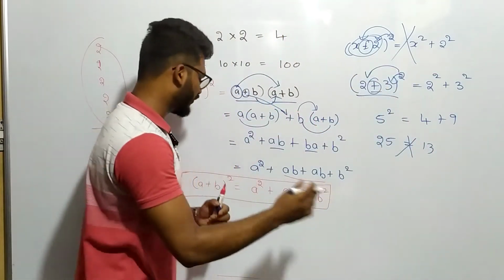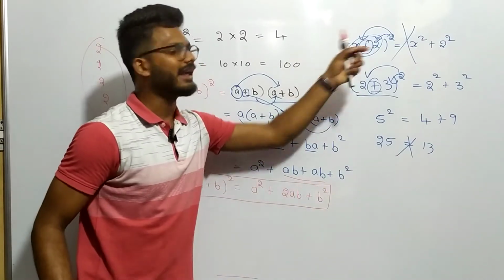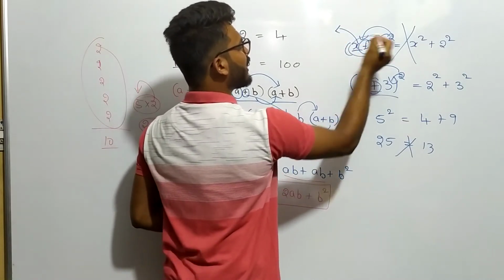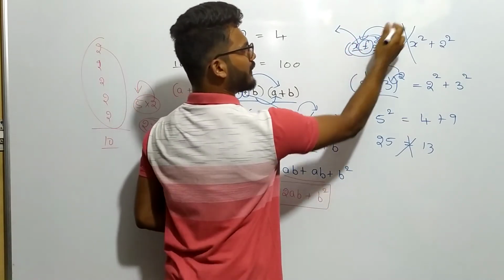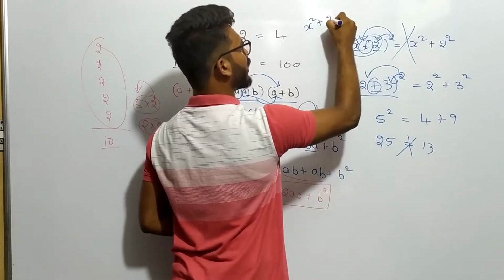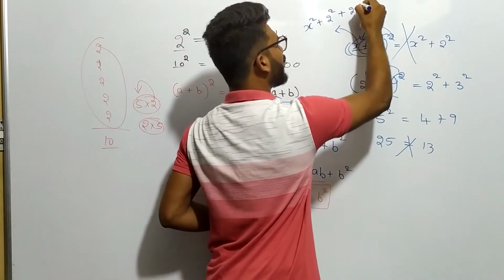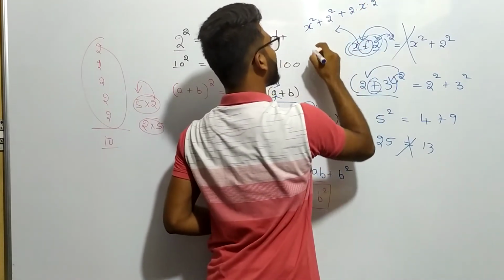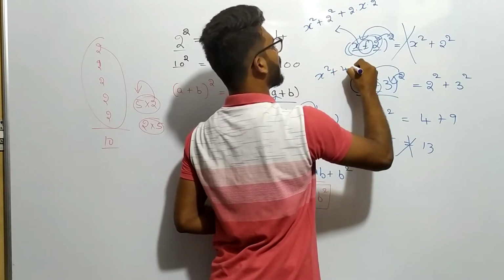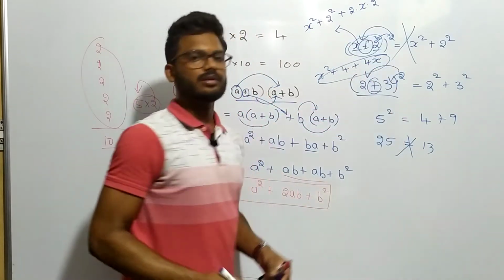Okay? We have to use the formula a plus b whole square is equal to a square plus 2ab plus b square, and expand. So, what will you get in the place of x plus 2 whole square? Take it as a plus b whole square. It is a square plus b square, that is x square plus 2 square, plus 2ab, that is 2 into x into 2. What will you get? x square plus 4 plus 4x. Like this we have to expand.